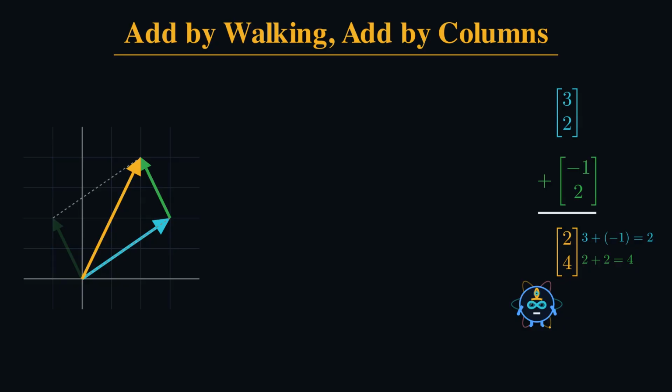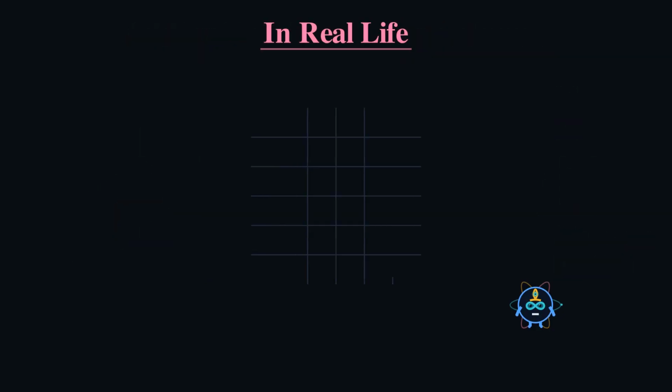And on the right, the columns just add. 3 minus 1 is 2, 2 plus 2 is 4. Same answer, two ways. Two sets of walking directions, back to back. Where you finish is the sum.